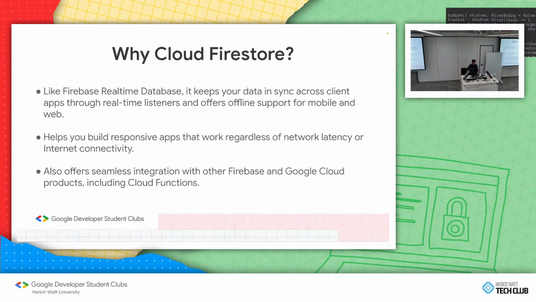You can simply use the snapshot or the real-time listeners that Firebase provides you with to communicate with the backend, and it will automatically update your stale data so that it can be automatically updated on your front end, and your front end can respond to whenever data in your database changes. It also helps you build responsive apps that work regardless of network latency and internet connectivity.